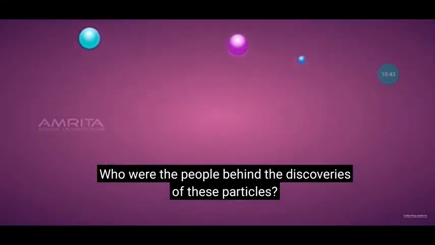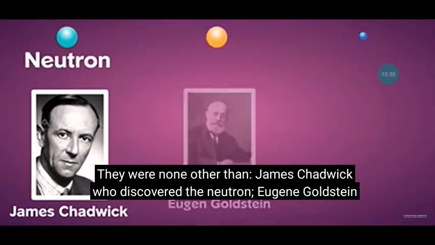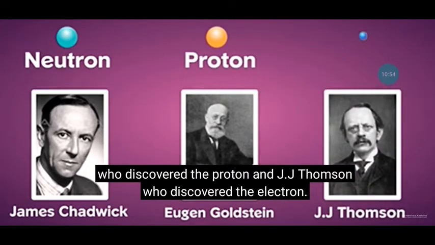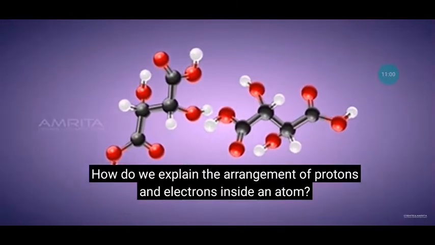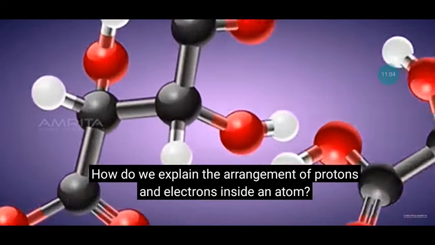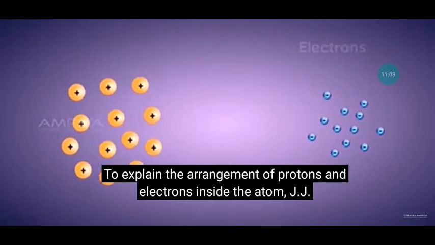Who were the people behind the discoveries of these particles? They were none other than James Chadwick, who discovered neutron, Eugen Goldstein, who discovered proton, and J.J. Thomson, who discovered the electron. So how do we explain the arrangement of protons and electrons inside an atom? To explain the arrangement of protons and electrons inside the atom, J.J.